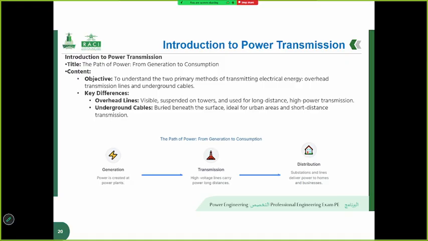We will focus on two primary methods. Overhead transmission lines, the most common and visible form of power transmission, and underground cables, a less visible but equally important method, particularly in densely populated areas. The key differences between overhead transmission lines and underground cables can be summarized in several points we will discuss in the following slides.